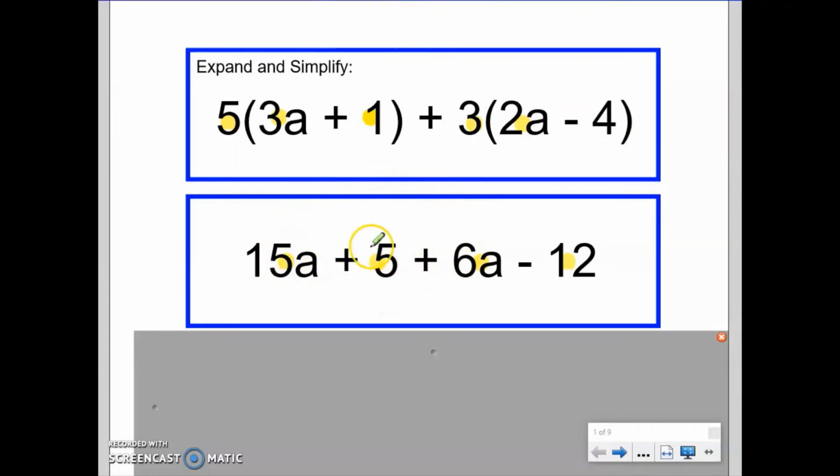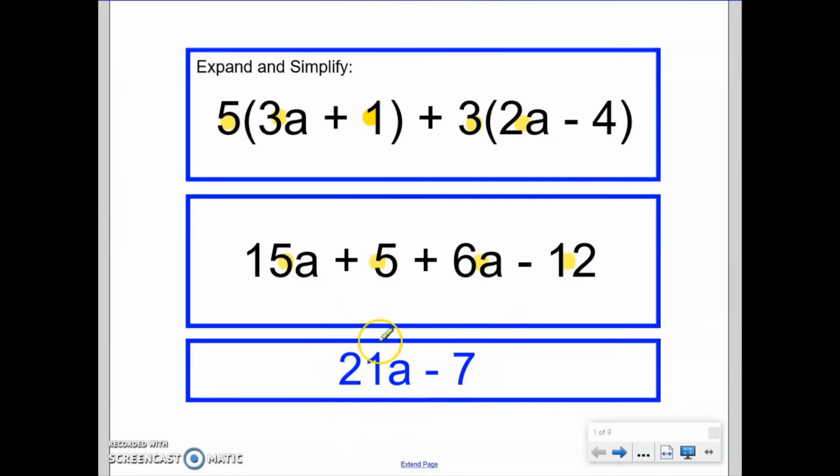I also have the number 5 and the number -12, which are the same term, like terms, often referred to as the constant. +5 take away 12 is going to give me -7. So what I can do is collect the like terms to give me my final expression, 21a minus 7. So how I got there was by expanding this single bracket and then expanding this single bracket, and then using my knowledge of collecting like terms, I simplified this expression to look like this, 21a minus 7.